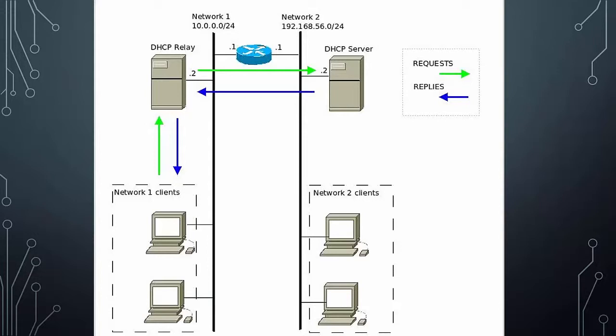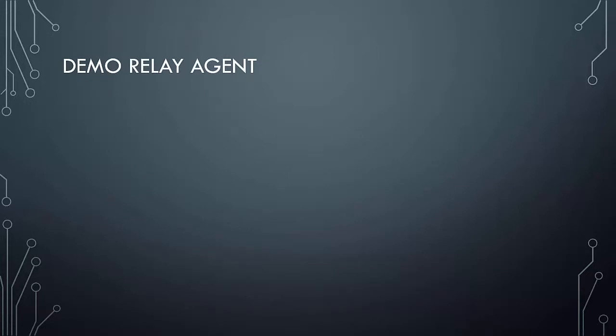This image is how a physical network will look if you use a relay agent. We see that you need two routers, one for the subnet of the DHCP server and the other one is for the subnet of the DHCP relay agent. You also see that the relay agent has a subnet with 10.0.0.0/24 and the DHCP server has the 192.168.x.x network. Now I will show you how to install a relay agent in a demo.